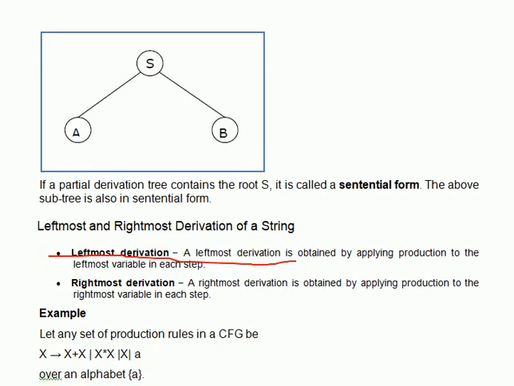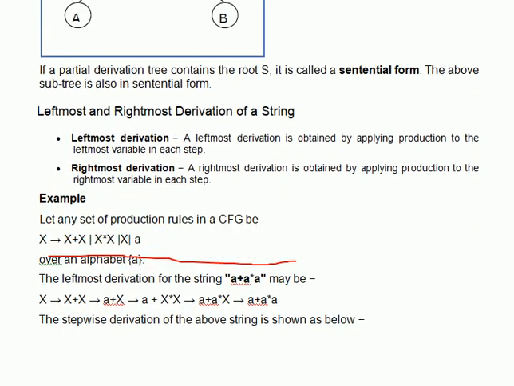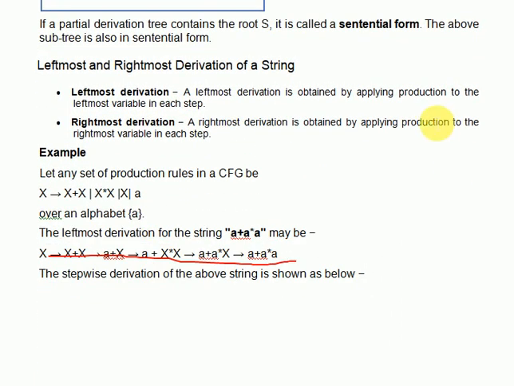Now this is something new. A derivation tree can be drawn in two ways, that is leftmost derivation and rightmost derivation. A leftmost derivation is obtained by applying production to the leftmost variable in each step.